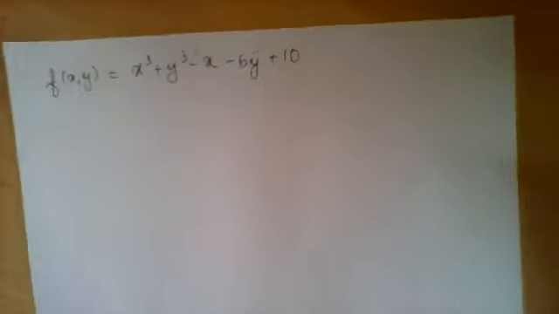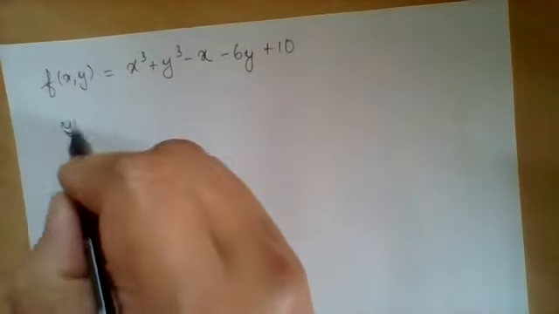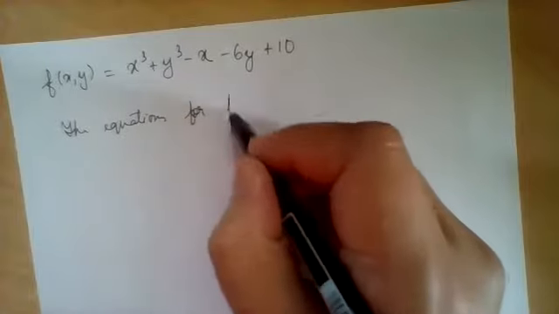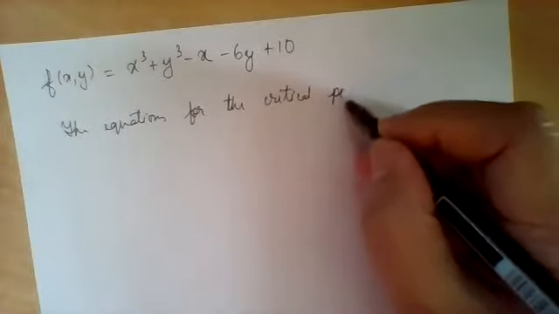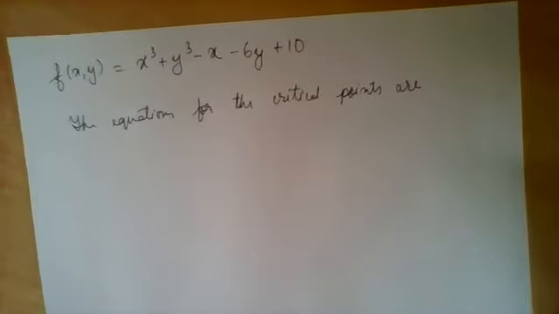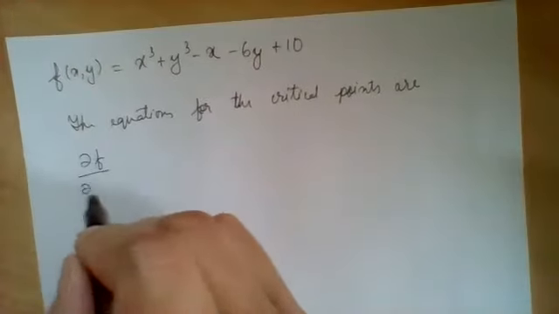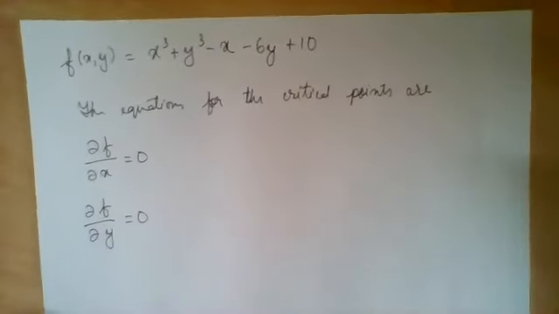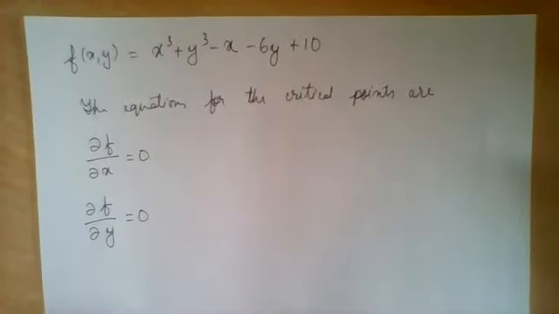So the equations for the critical points are del f by del x equal to 0 and del f by del y equal to 0. Critical points are where the partial derivatives of the function calculated at this point should be 0.